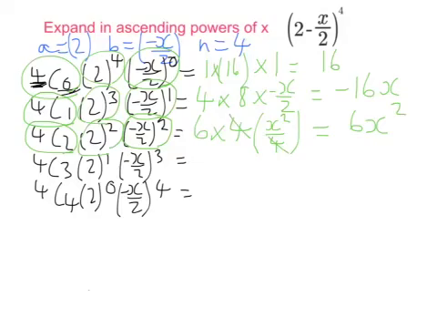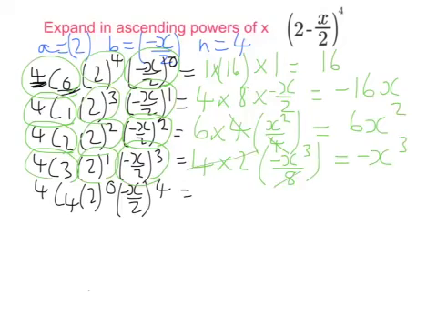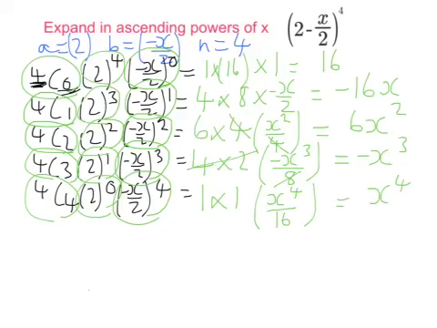Okay, so carrying on. 4 choose 3 is 4. 2 to the power of 1 is 2. And minus x over 2 cubed will be minus x cubed over 8. And in fact, that will cancel just to give me minus x cubed. The 8 will cancel with the 8 there. 4 choose 4 is 1. Anything to the power of 0 is 1. And minus x over 2 all to the 4. Well, minus x to the power of 4 will be positive x to the 4, and 2 to the power of 4 is 16. So I think it's x to the 4 over 16.